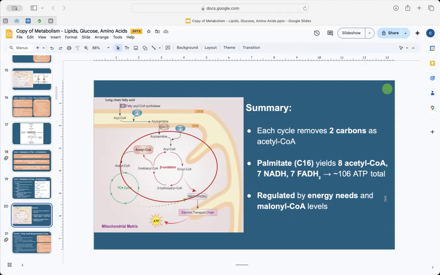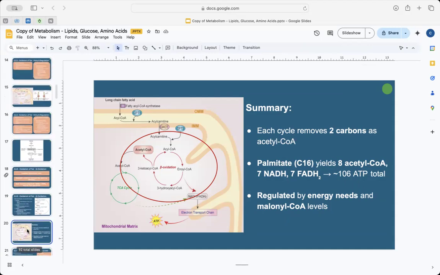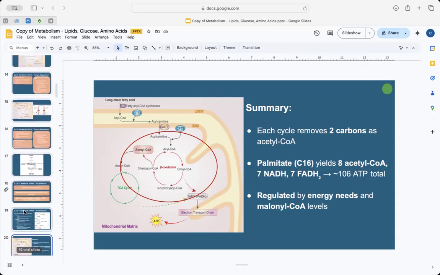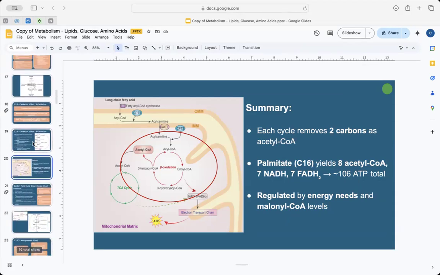And yeah, it says here regulated by energy needs and malonyl-CoA levels. And yeah, I think that is everything you kind of need to know, left-hand side of the syllabus wise, for fatty acid breakdown and beta oxidation.